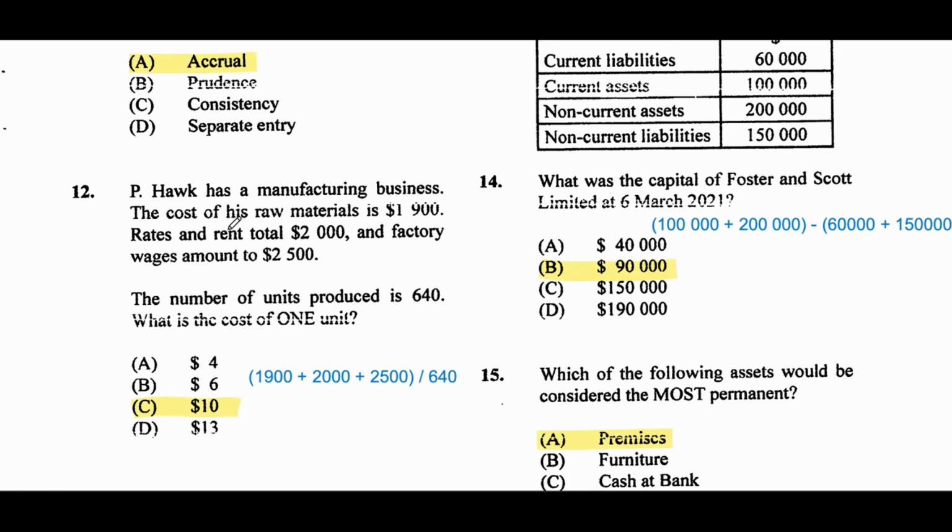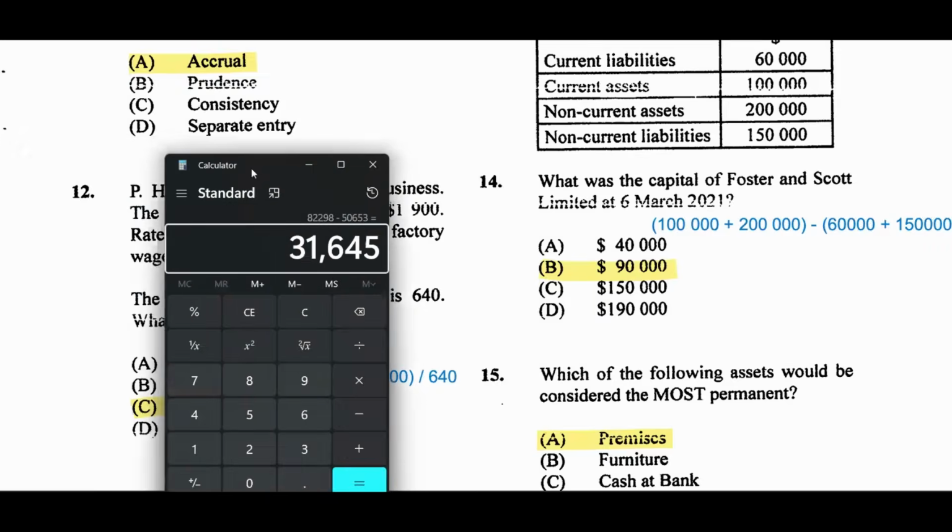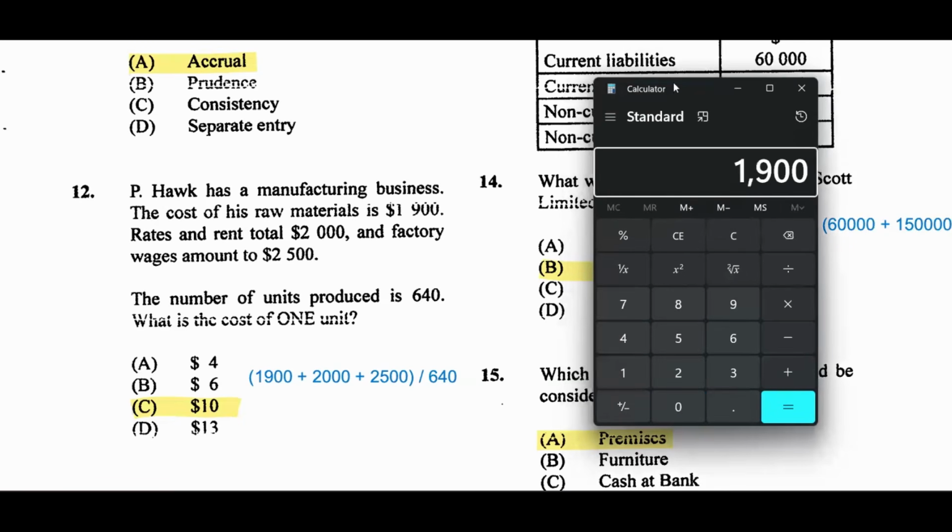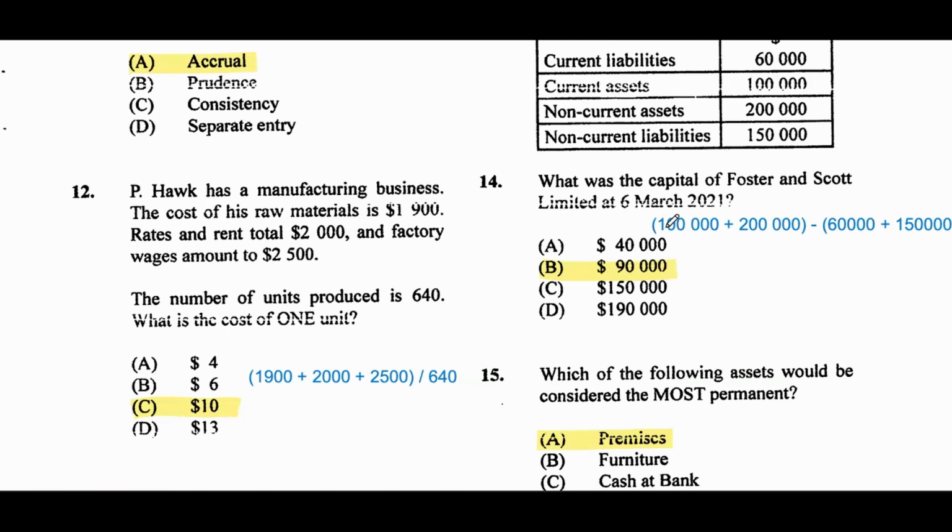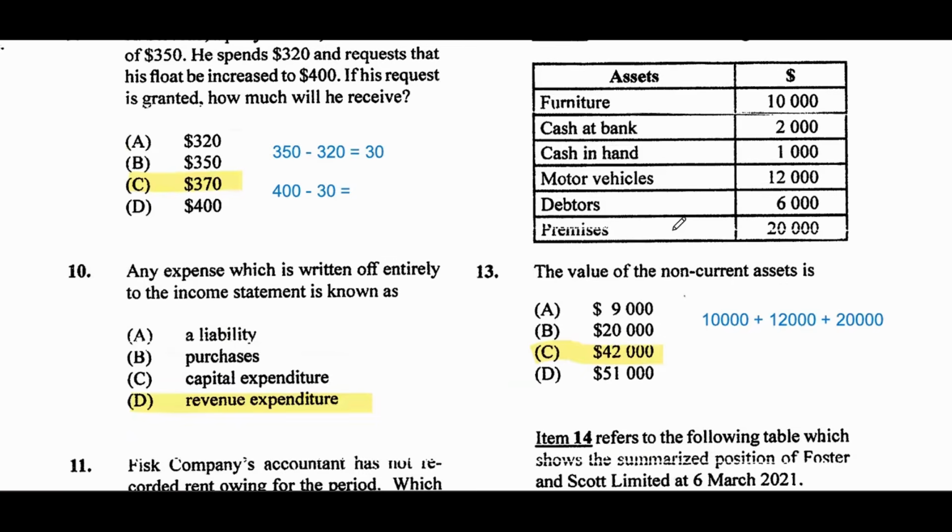Question 12. P. Hawk has a manufacturing business. The cost of his raw materials is $1,900. Rates and rent total $2,000. Factory wages amounted to $2,005. Number of units produced is 640. What was the cost of one unit? Well, let's add up the total cost. 1,900 plus 2,000 plus 2,500. That's going to give us the total cost, guys. Let's put that up on our calculator. $6,400, and the number of units produced is 640. So divide by 640, and so it should be C, $10 per unit.